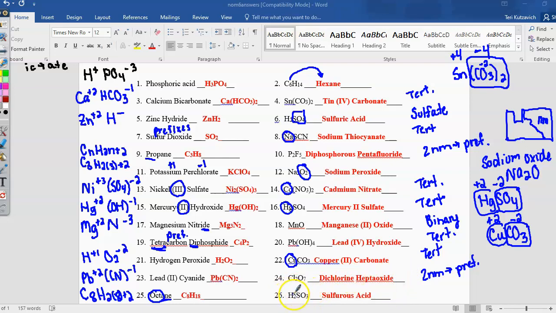And this next one, it's an acid because it begins with H. So you have to figure out the name of what comes after the H, and it's sulfite. And ate becomes ous acids. So sulfite becomes sulfurous acid.